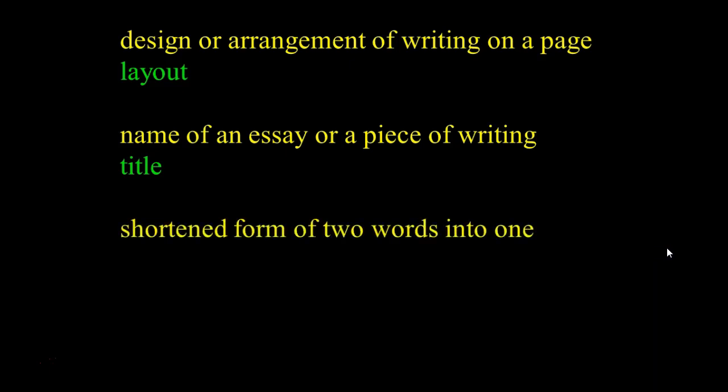Shortened form of two words into one. Now, this one is contraction. For example, I am becomes shortened into I'm, or do not becomes don't. Be careful with this term if you see it on the quiz, because you might think it is abbreviation. But no, abbreviation is a shortened form of one word. A contraction is a shortened form of two words.